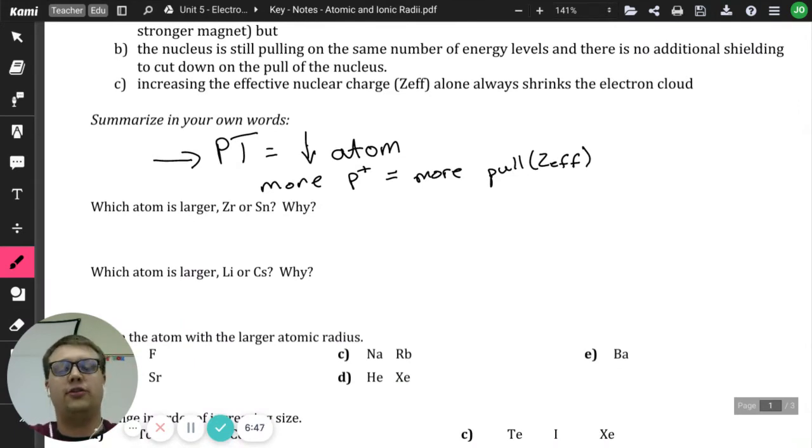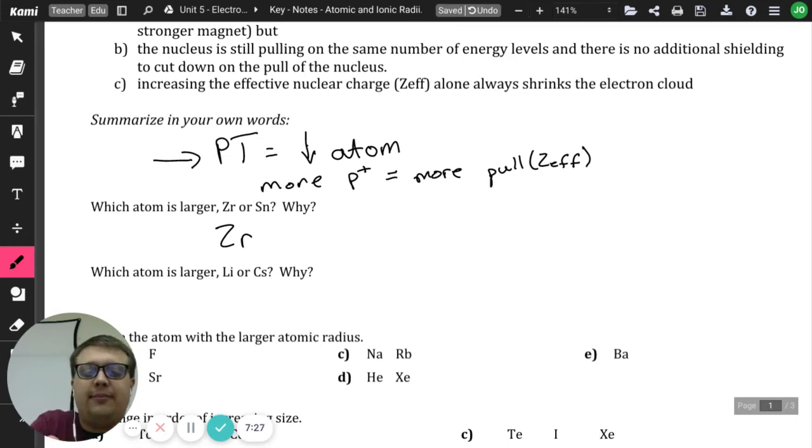So which atom is larger, zirconium or tin? All right, so I find zirconium and tin on my periodic table. What I'll find is that zirconium is number 40 on the periodic table. Tin is number 50 on the periodic table. They're on the same energy level, so we use our horizontal trend. And what we know is that as we move from left to right, our size gets smaller, right? So I know that zirconium is furthest to the left, tin is furthest to the right, so that would tell me that tin is the smallest, which means zirconium is bigger.